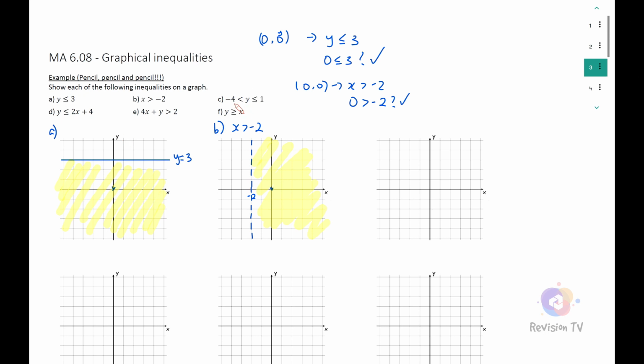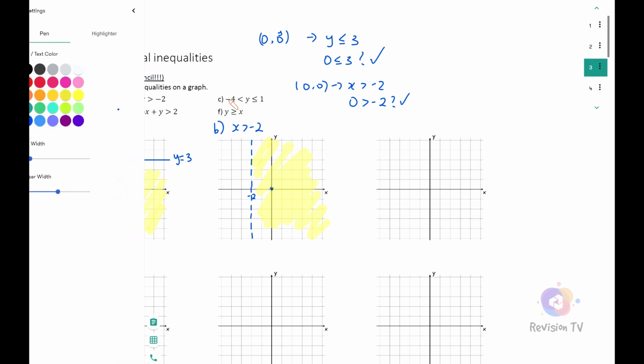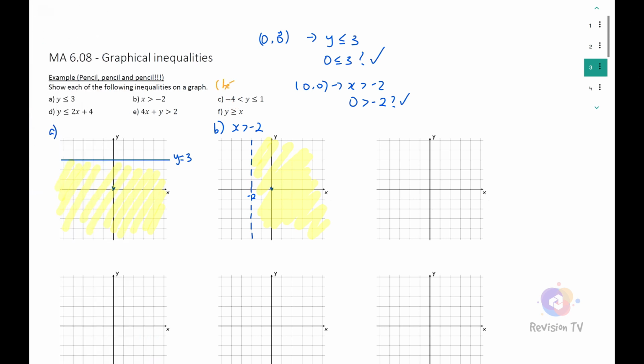Okay. C, minus 4 less than y less than or equal to 1. Now, question C means y is between minus 4 and 1. So the equation of y is a horizontal line passing through minus 4. So 1, 2, 3, 4, that's minus 4. And 1 is here. For 1, it is less than or equal to, that means that's a firm line. But for minus 4, it will be a dotted line.